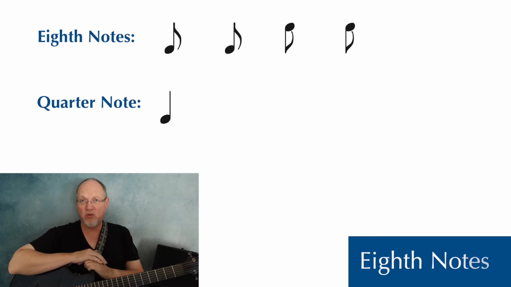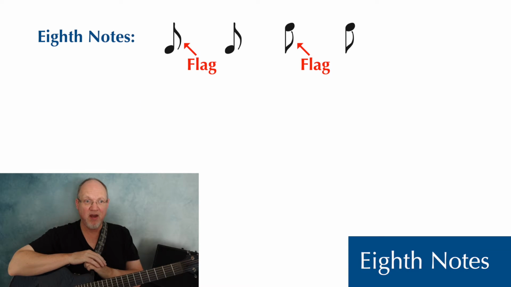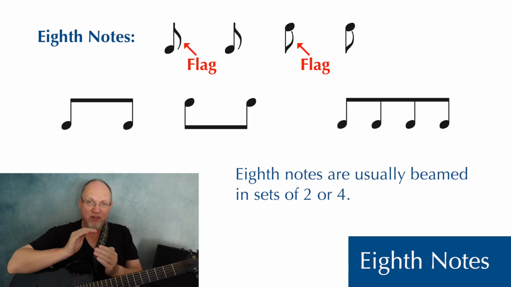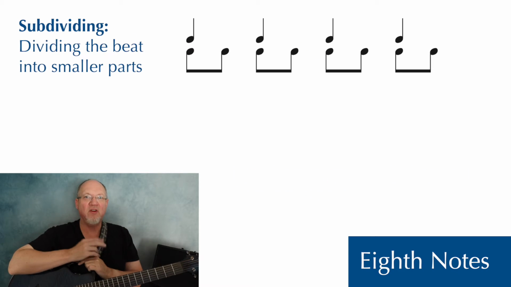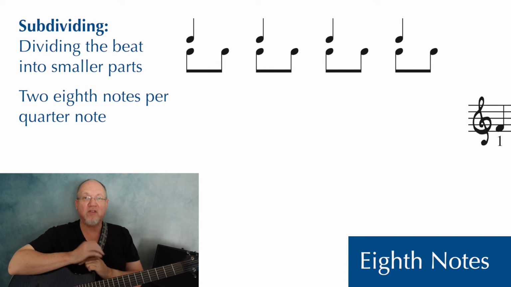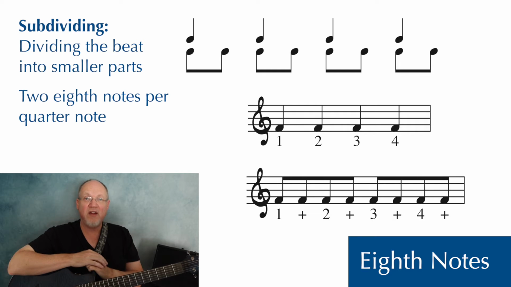A single eighth note looks like a quarter note, except it has a little flag attached to the stem, and eighth notes can be grouped together by beams, usually in sets of 2 or 4. Eighth notes are twice as fast as quarter notes, so when you count eighth notes, you have to subdivide the beat. You count quarter notes 1, 2, 3, 4, 1, 2, 3, 4. You count eighth notes 1 and 2 and 3 and 4 and, 1 and 2 and 3 and 4 and.